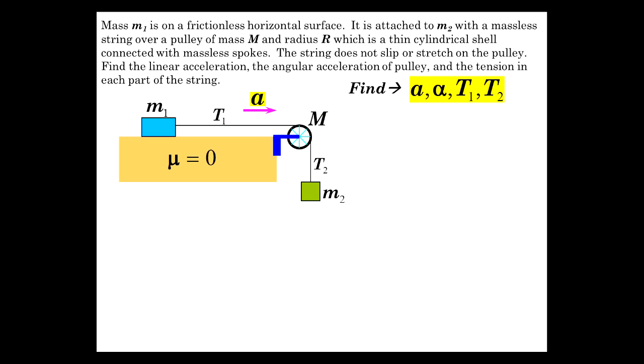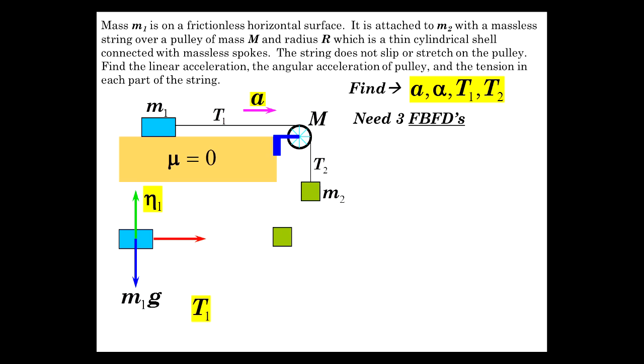Let's find the acceleration of the system, the angular acceleration of the pulley, T1 and T2. We're going to need three free body force diagrams, one for each of the masses, M1, M, and M2. So let's go ahead and do that. For M1, we have M1G and the normal, and T1, which accelerates it. There's no resultant force vertically, so sum of Fx equals M1A, thus T1 equals M1A.